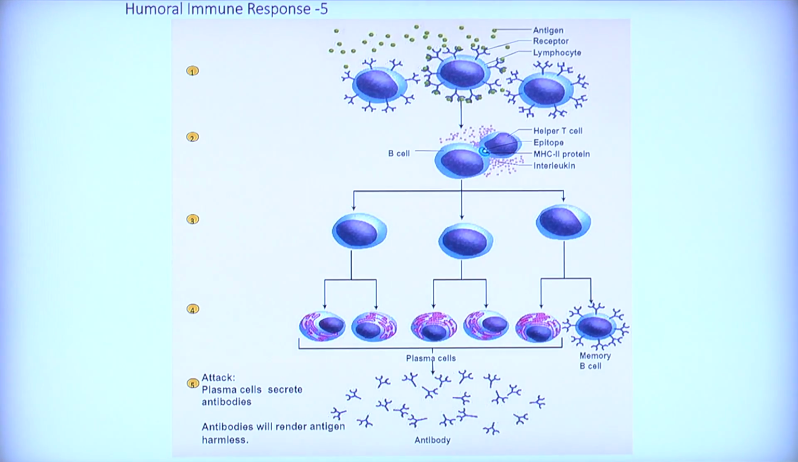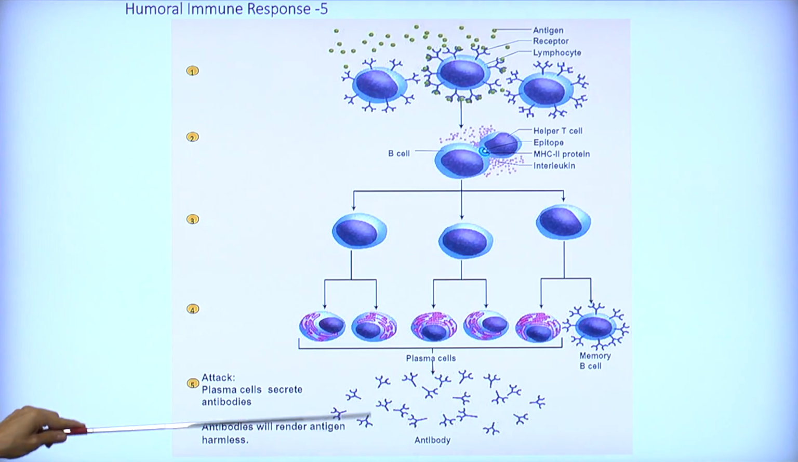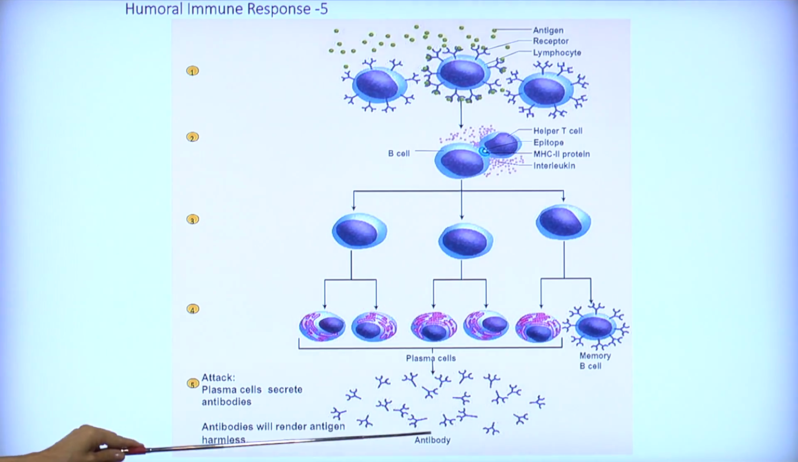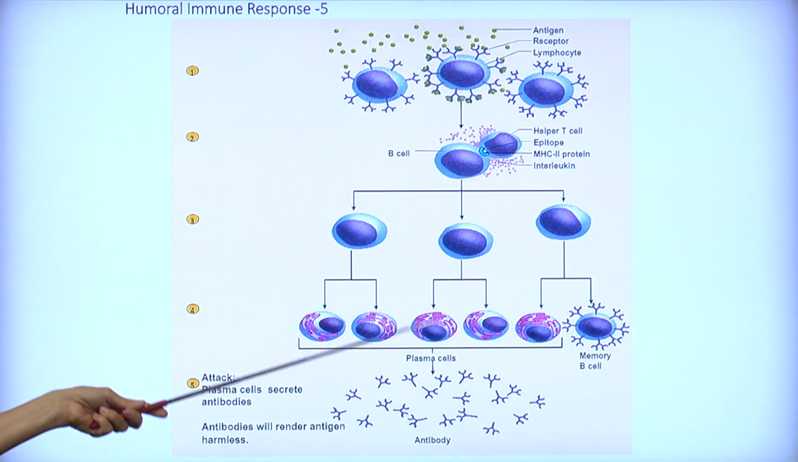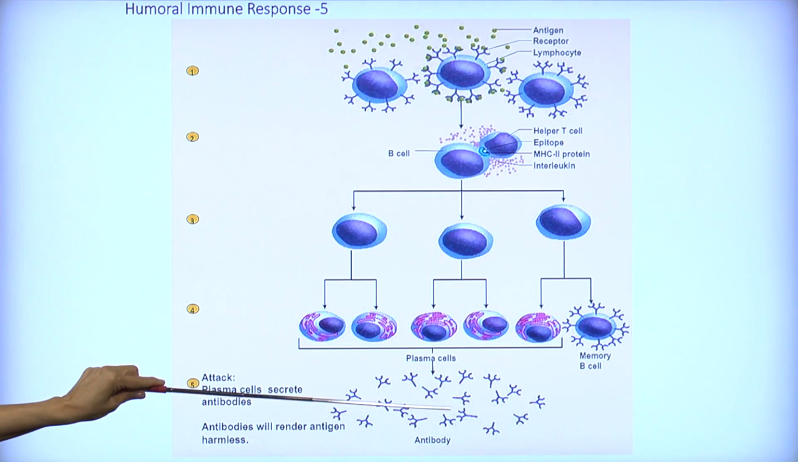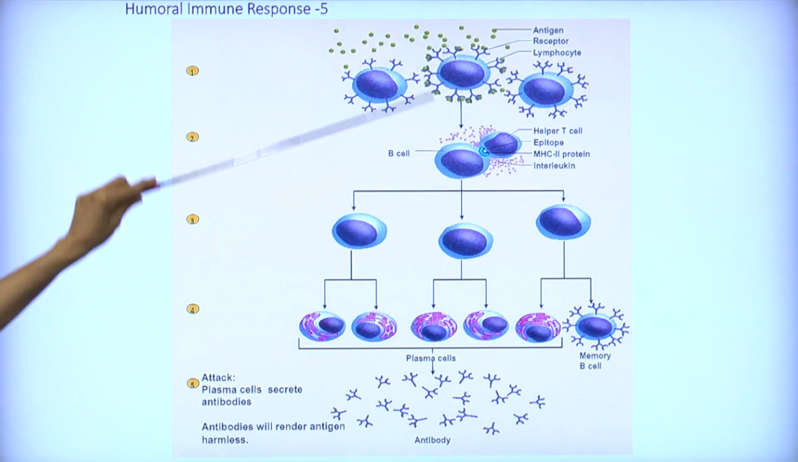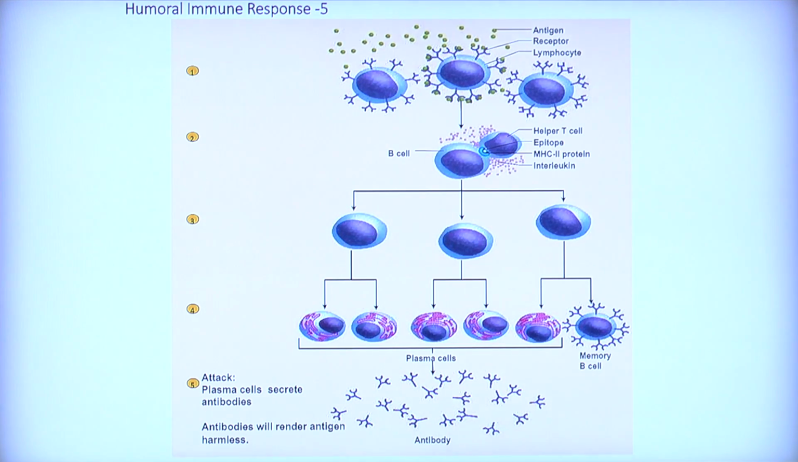What is the function of the plasma cells? Plasma cells will secrete a huge number of antibodies. All of those antibodies have that specific shape. They are going to attach to this initial antigen. They are going to inactivate it. We're going to see how. And they are going to finish it up. They are going to overcome the infection.